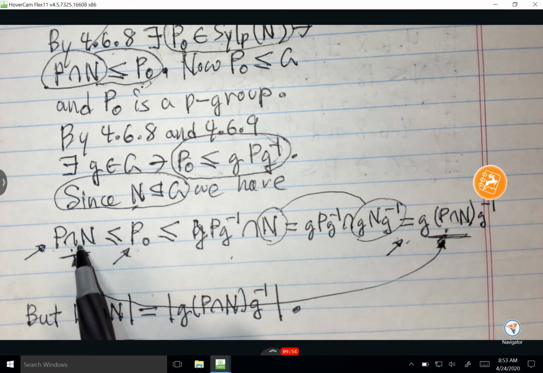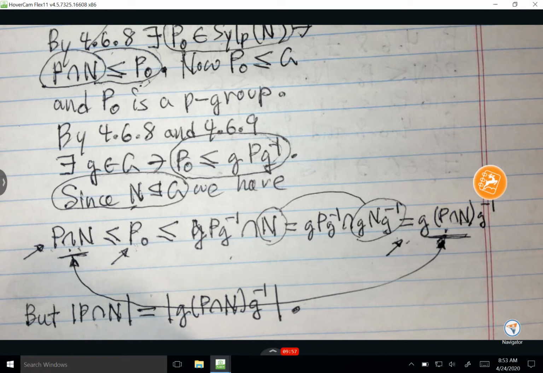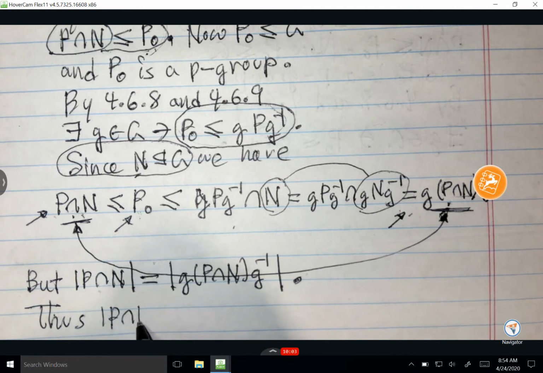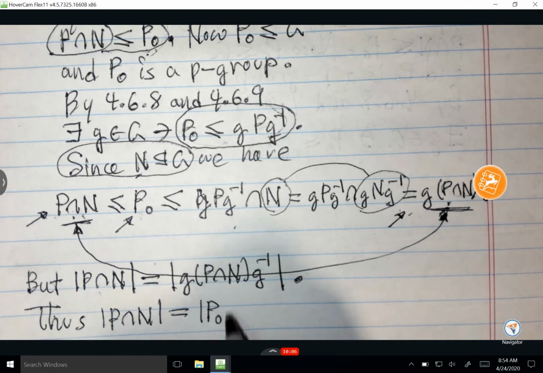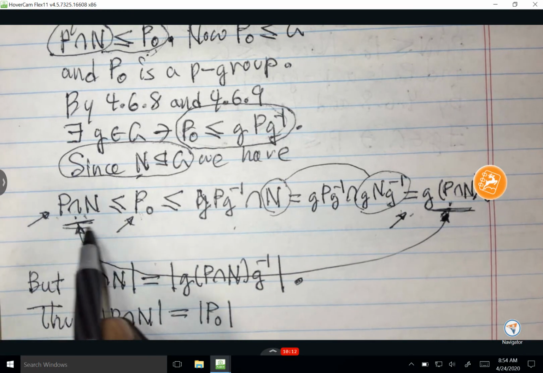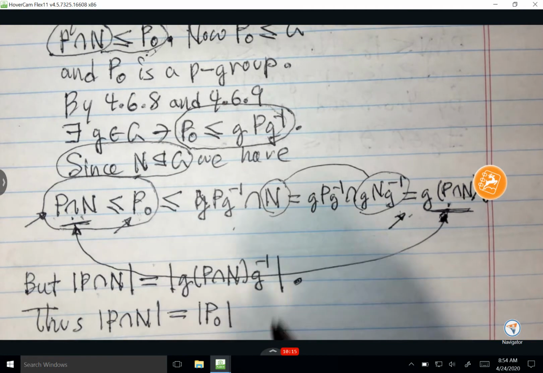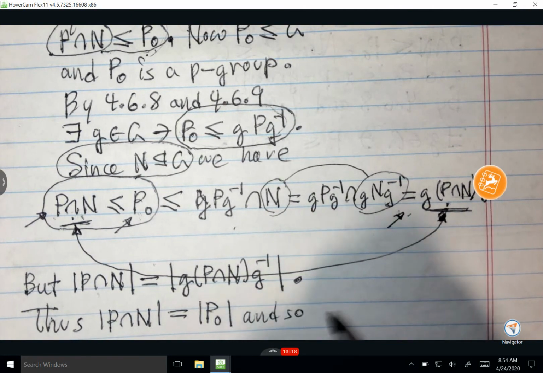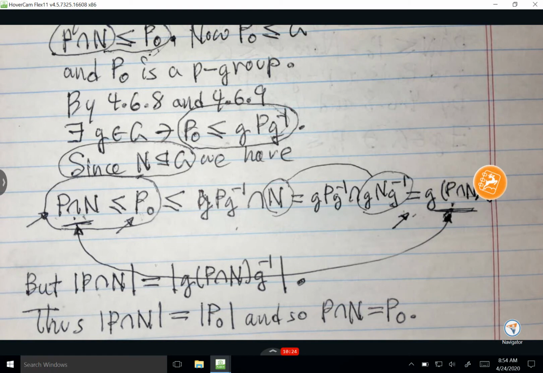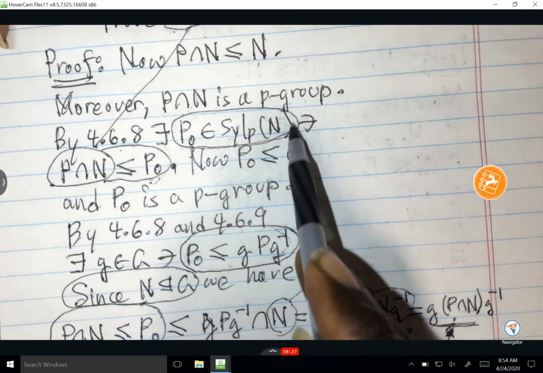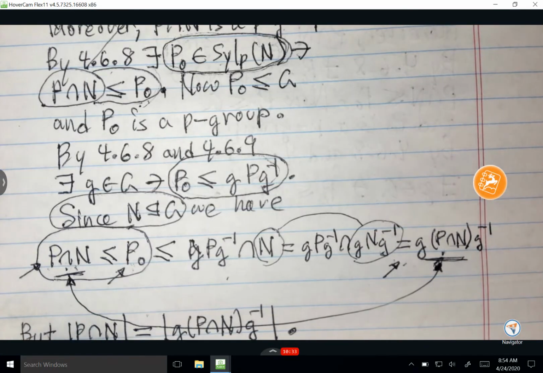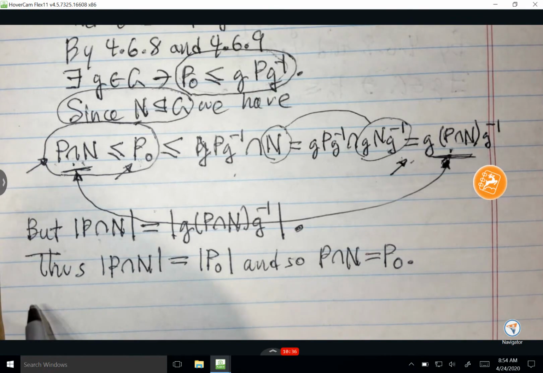Okay, so in particular, these 2 are equal. So you can say thus, the order of P intersect N is the same as the order of P0. Okay? But remember, P intersect N was in P0. And so, P intersect N is P0. But now remember, P0 was a Sylow P subgroup of N. See, right here. So you can say that final line and the proof is done.